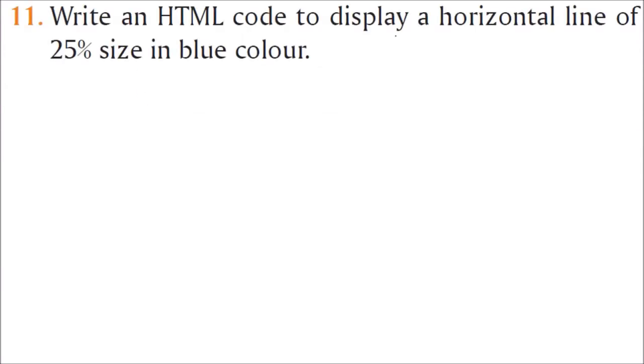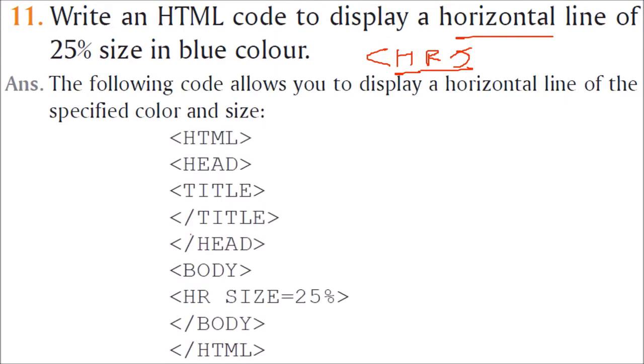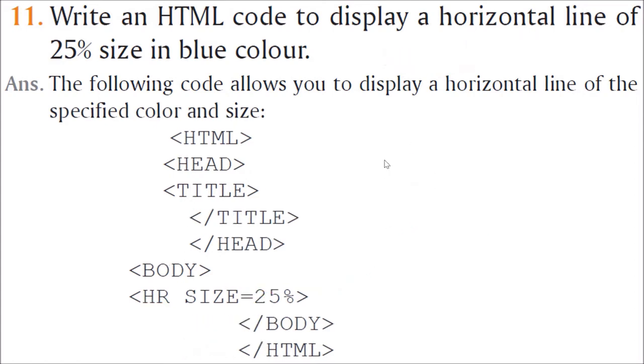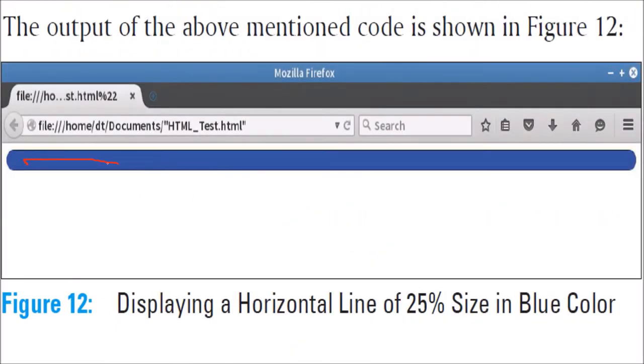Write an HTML code to display a horizontal line of 25% size in blue color. A horizontal line can be drawn using HR. You can give the size 25%, and you can also give the blue color. You can also use the color here, but I am going to show you the horizontal line with size 25: HR size equal to 25%. If you give 50%, it will cover half of the page. 25% is going to cover a quarter of the page. So the output will be something like this. This is covering the whole page, but if you give just 25%, it will cover 25%. If you give 50%, it will cover half, right?